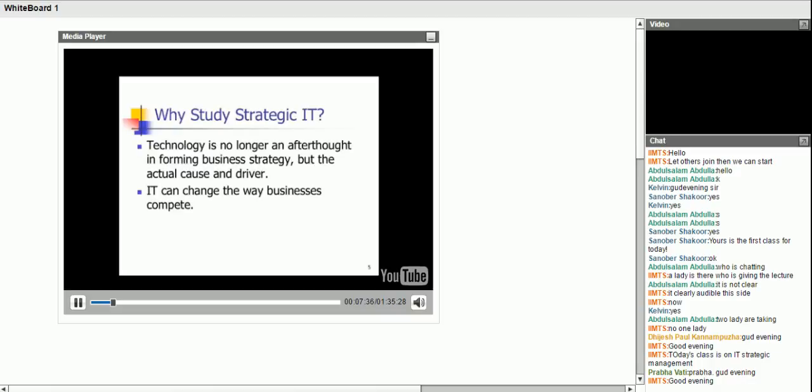And data plus more data gives us information. Information plus more information gives us knowledge. Knowledge plus more knowledge gives us wisdom. I don't think we can get any higher than wisdom. I don't know. I haven't gotten any higher than wisdom myself, so I don't know.